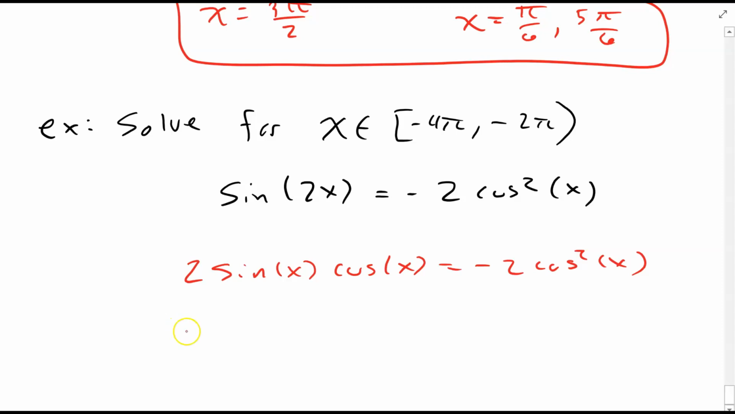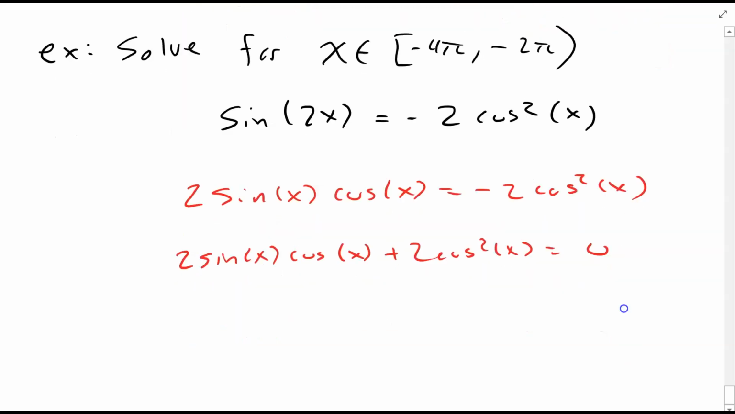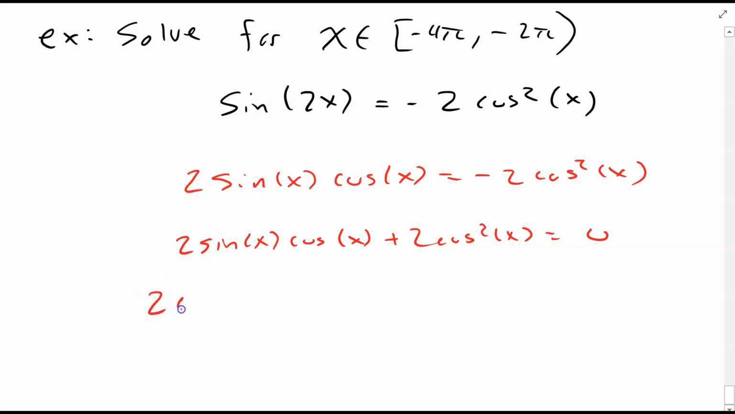I would get it all on one side. So I'm just going to add the 2 cosine squared to both sides. Now what? Don't tell me to divide by cosine. Many of you did that on the last test, and that made my heart hurt. That's how you lose solutions when you do stuff like that. What should you do instead? Factor. So notice that each of these have a 2 cosine in it.